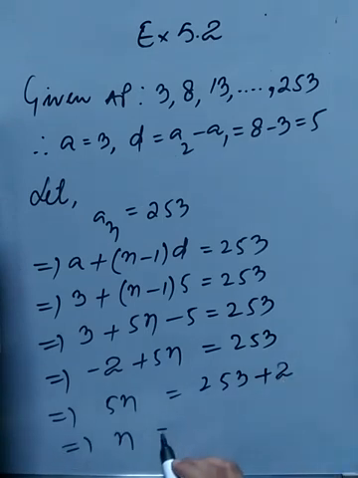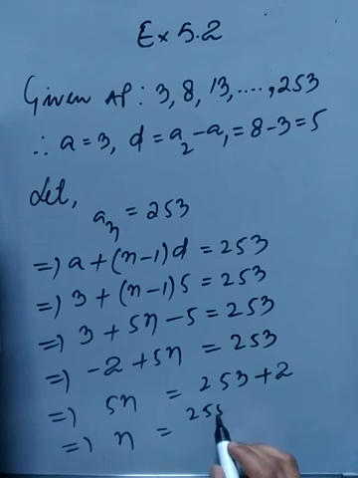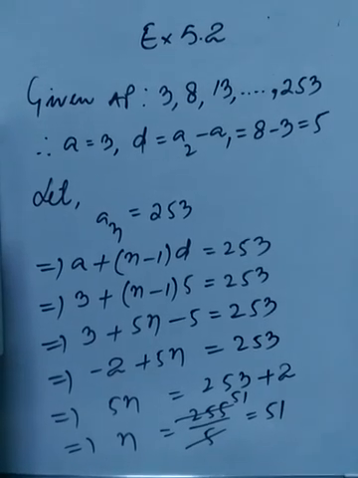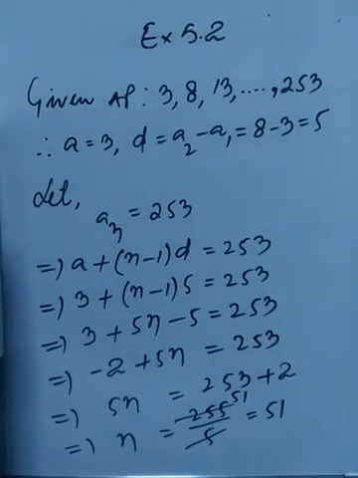So here n will be 255 divided by 5. 5, 5, 25, 5, 1. So we get here the value of n is 51. So that means in this particular AP we have 51 terms. How many terms? 51 terms.